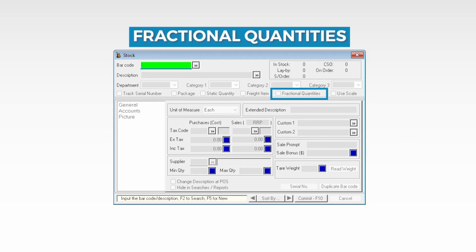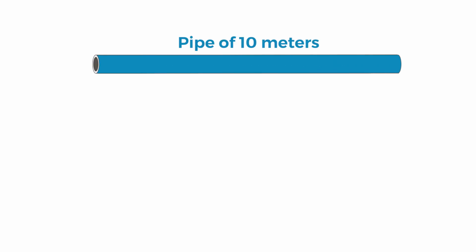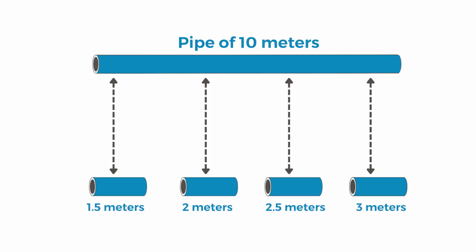The fractional quantities option allows you to buy or sell part quantities of this item. This allows you to enter decimal values and fractions in the quantity field in transaction windows. For example, if you sell products by the meter, you can sell 1.5 meters and so on.